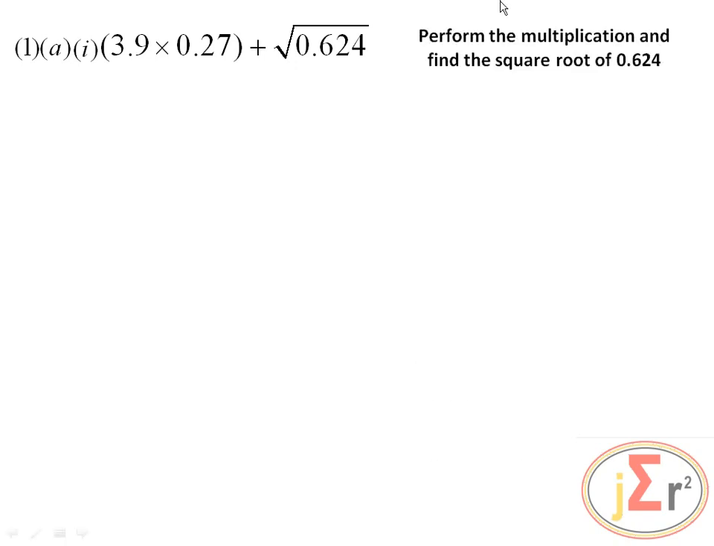So we will perform the multiplication and find the square root of 0.624. We will perform this multiplication, put the answer down, and add the result to the square root of 0.624. So there we have 3.9 multiplied by 0.27, and that is equal to 1.053. That we will add to the square root of 0.624, which is 0.82, and that is our answer.